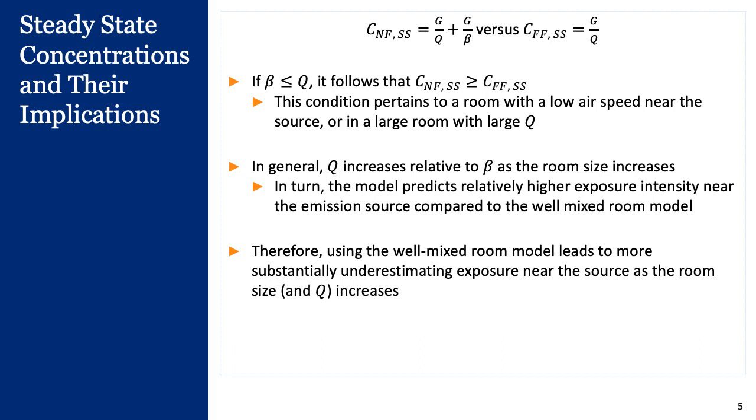And this is most often the case in a room with low airspeed near the source, or in a large room with a large general ventilation rate, or Q. So the near field concentration is typically much greater than the far field concentration. In general, Q increases relative to beta as the room size increases. And so when that happens, the model will predict a relatively higher exposure intensity near the emission source compared to the well-mixed room model. And what this means is the well-mixed room model leads to more substantially underestimating exposure near the source as the room size and Q increases.